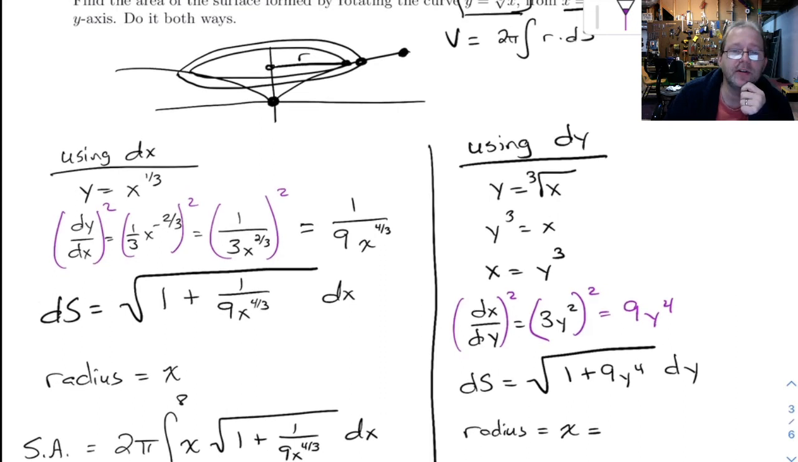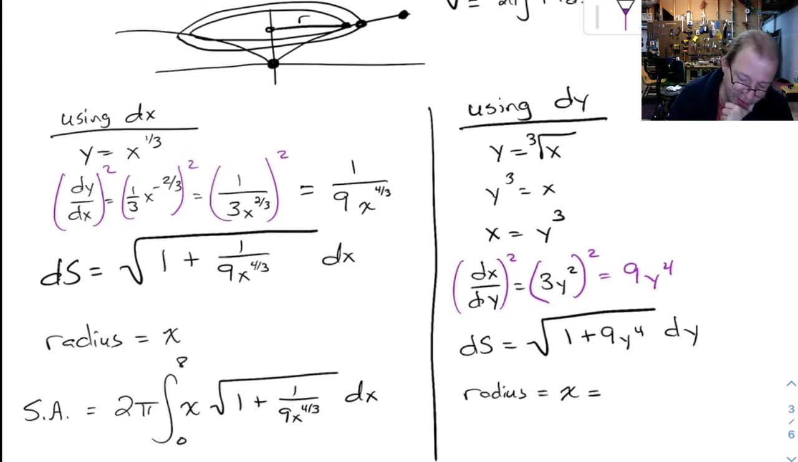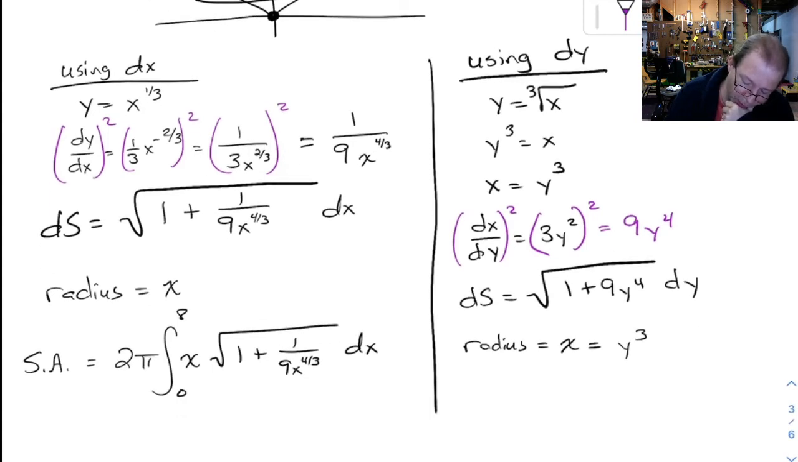But we need to put that in terms of y. So if the radius is x, x is equal to y cubed. So the surface area is going to be 2 pi times the integral of radius times ds.